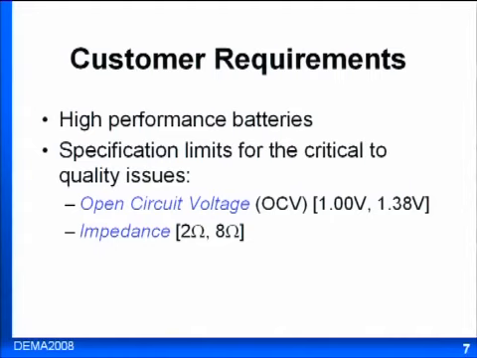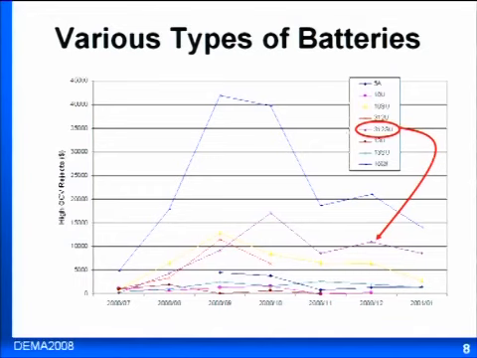The customer requirements have two main variables: open circuit voltage and impedance. They had done a project before, running an experiment to control the impedance. So now we're trying to control this variable, but you have to keep track of the other one to keep it in control. Here are some of the types of batteries that they were producing, and we chose to work with this specific type.